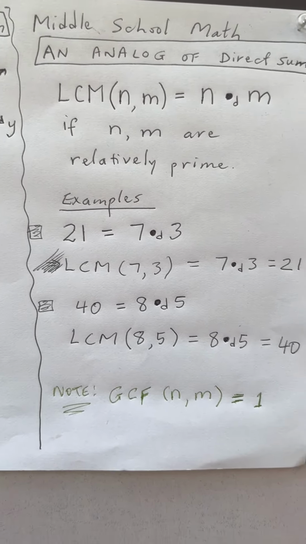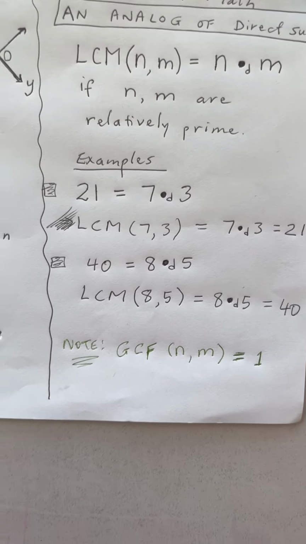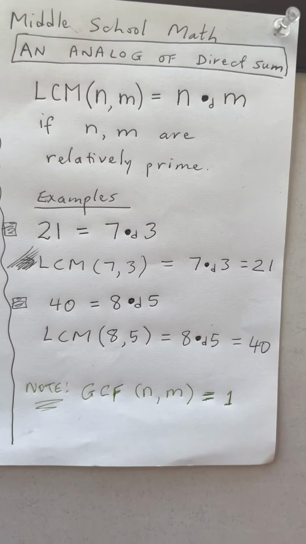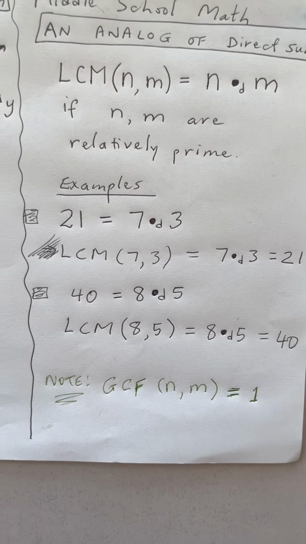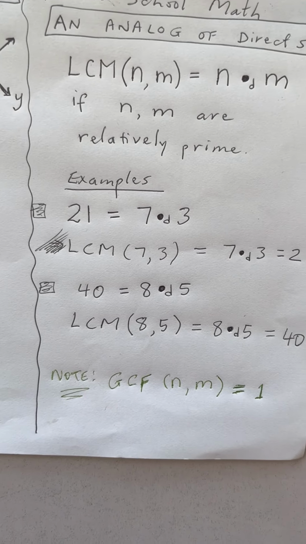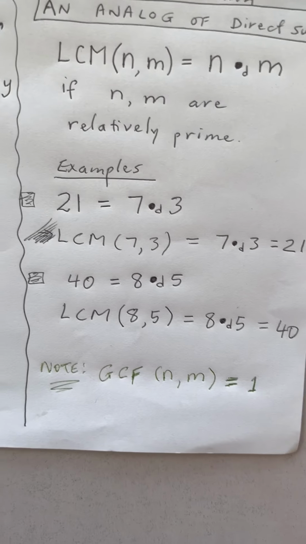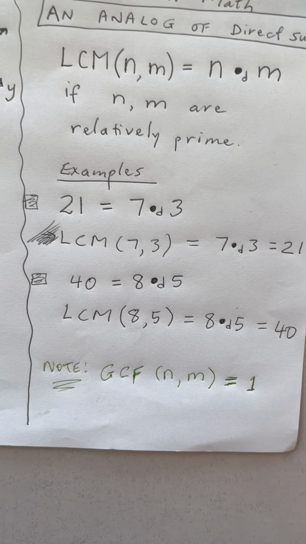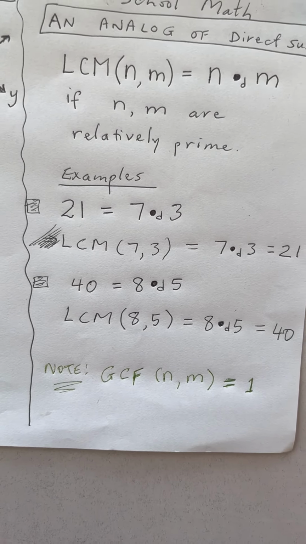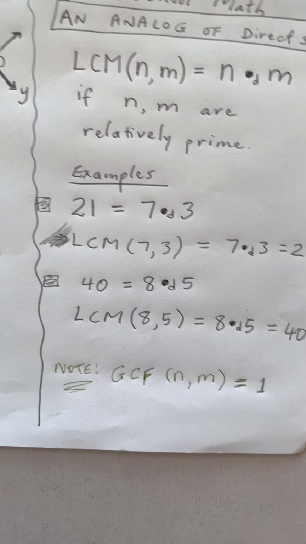And we want to look at another example in which one of the numbers is not prime. So 8 and 5, 8 is not prime, the LCM would be 40. And again, this happens because this is the only way you can get an LCM of 40, if you take the direct sum of 8 and 5.